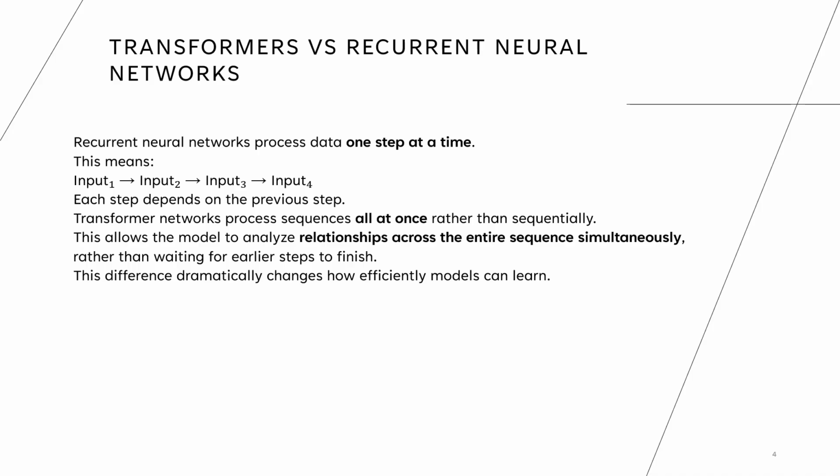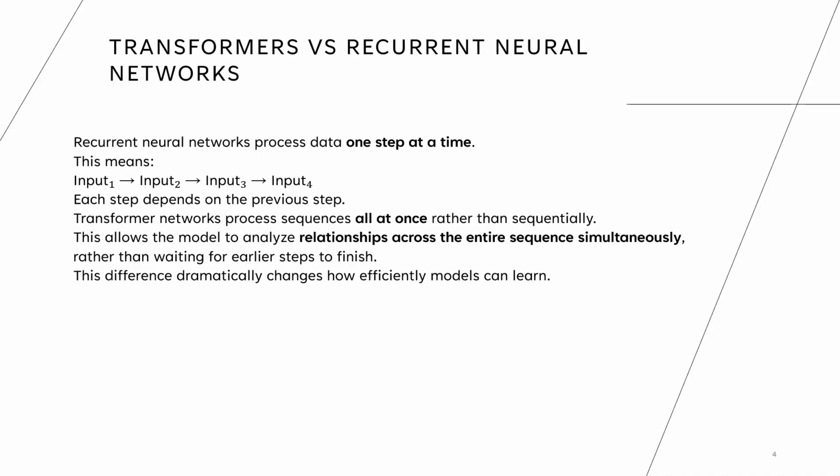Training becomes slower because the model must move through the sequence in order. And more importantly, long-range relationships can become difficult to capture. Transformers approach this problem in a completely different way.